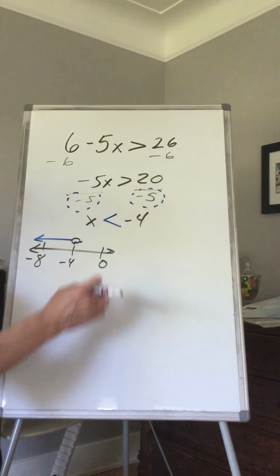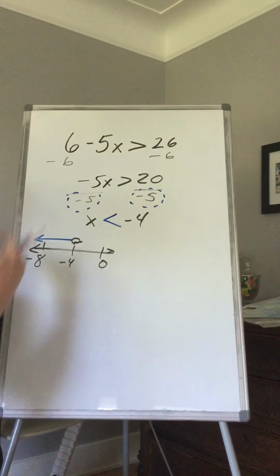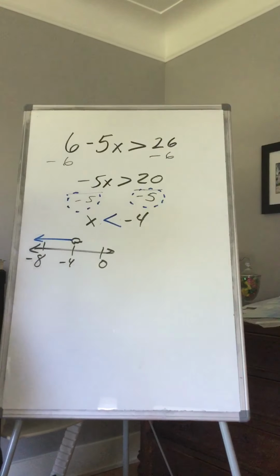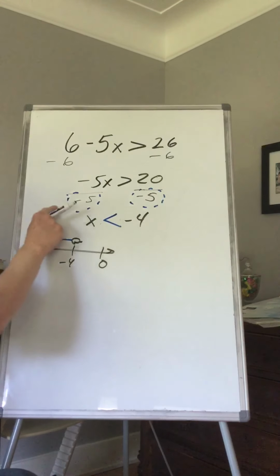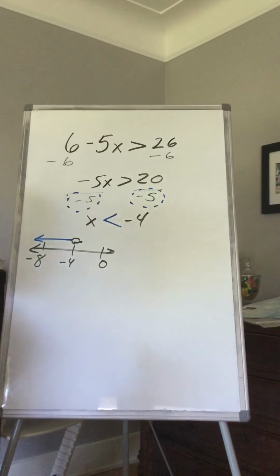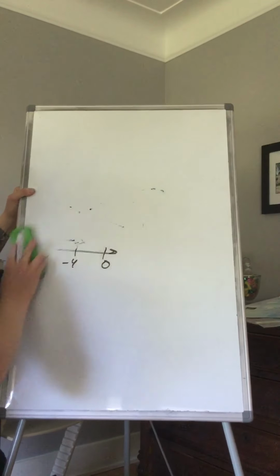And we can plug this to check. 0. 0 times 5 is 0. 6 minus 0 is 6. 6 is not greater than 26. So the key thing you have to remember here, guys, is that when you divide by a negative, you have to flip the sign.